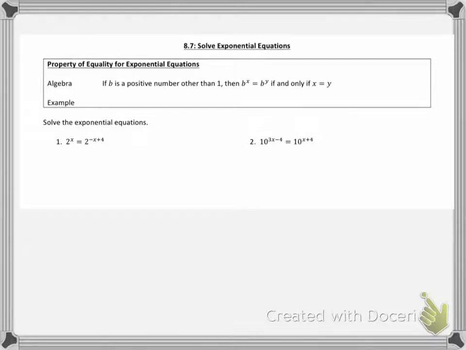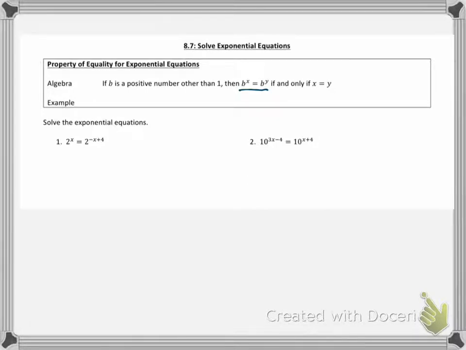So, quick property we're going to look at here in terms of how to solve exponential equations. And it might seem like common sense, but this will be helpful as we start to solve these type of problems. Basically, if you're trying to solve for exponents, one of the most helpful things you can try to do is get bases to equal each other. So you can see in this little box at the top, b to the x equals b to the y if and only if x equals y.